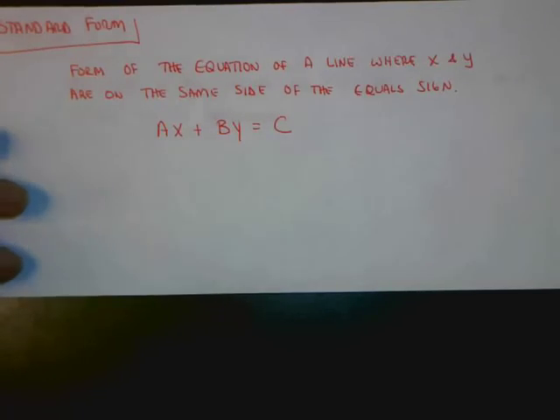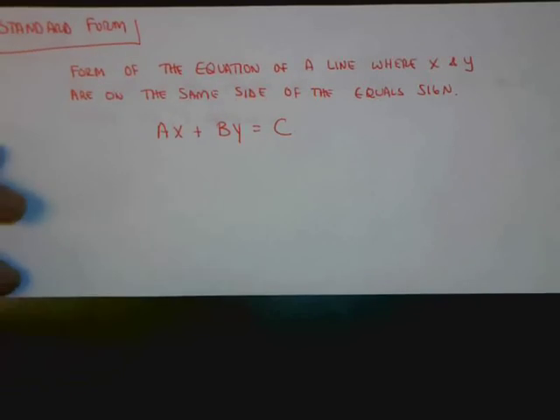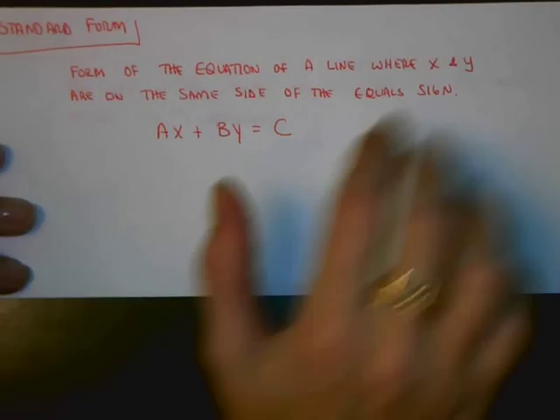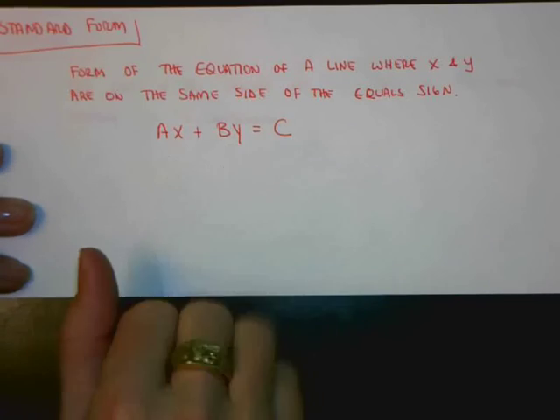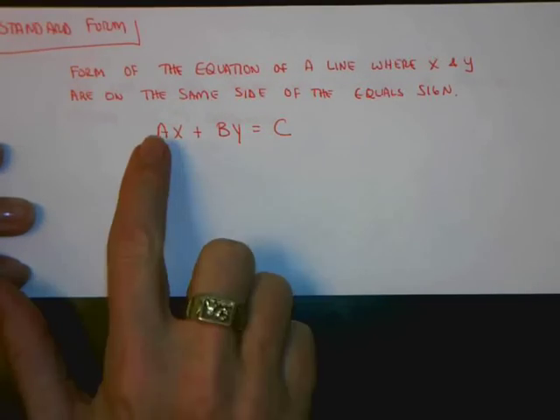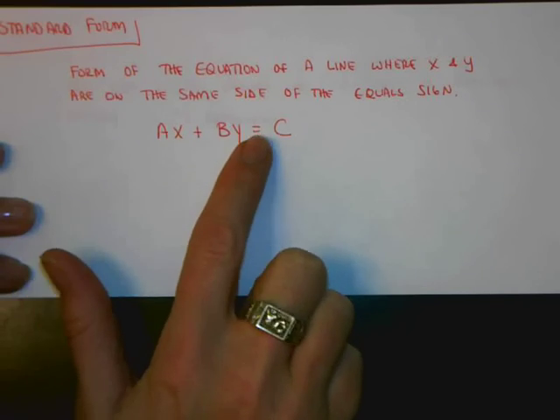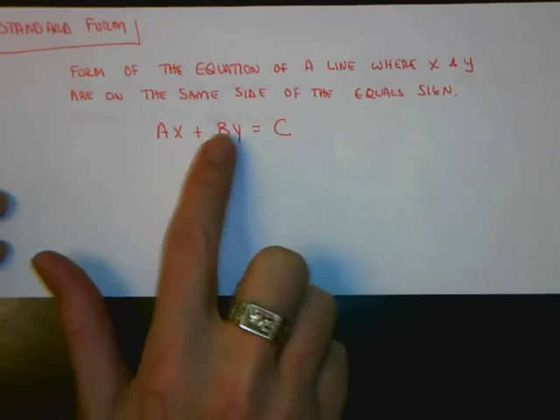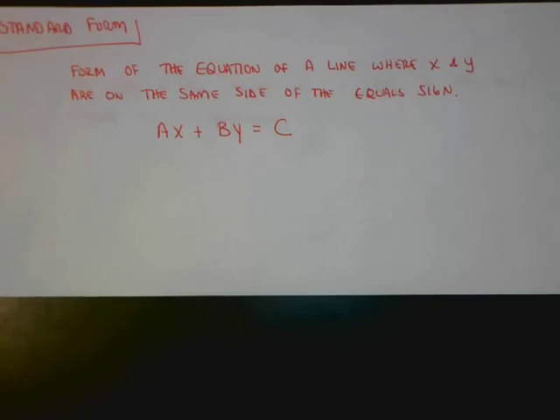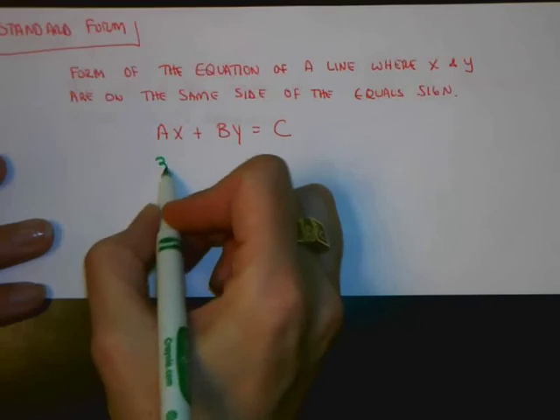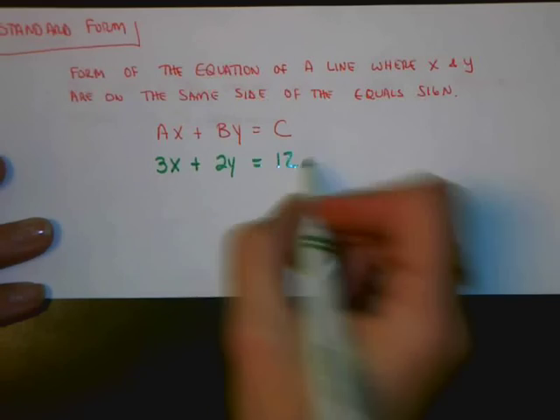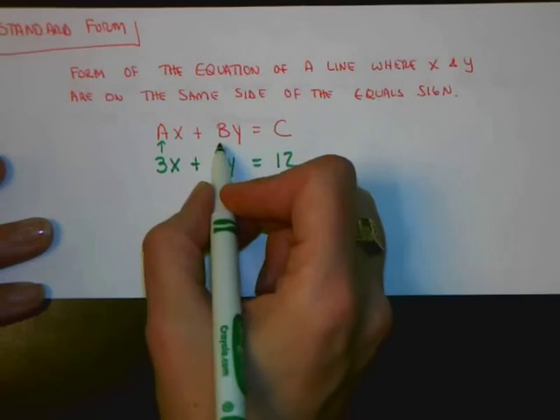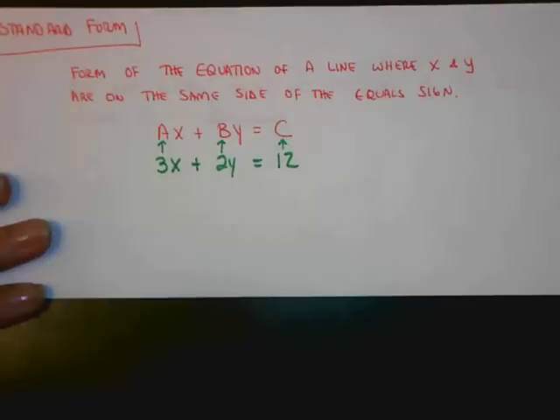Standard form is a different way of writing the equation of the line. For our purposes, it's enough to know that in standard form, the x and the y variables are both on the same side of the equal sign. And typically, we write an equation in standard form as ax plus by equals c, where a, b, and c are simply numbers. So for example, an equation written in standard form might look like this: 3x plus 2y equals 12. In this case, a is 3, b is 2, and c is 12.